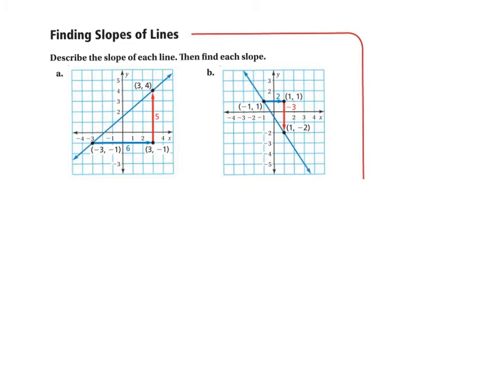Okay, so let's do some. The first thing I do is describe the slope of the line, then find each slope. We're going to talk more about that in a second, but I want to find the slope, so I'm immediately going to say m is equal to y2 minus y1 over x2 minus x1.